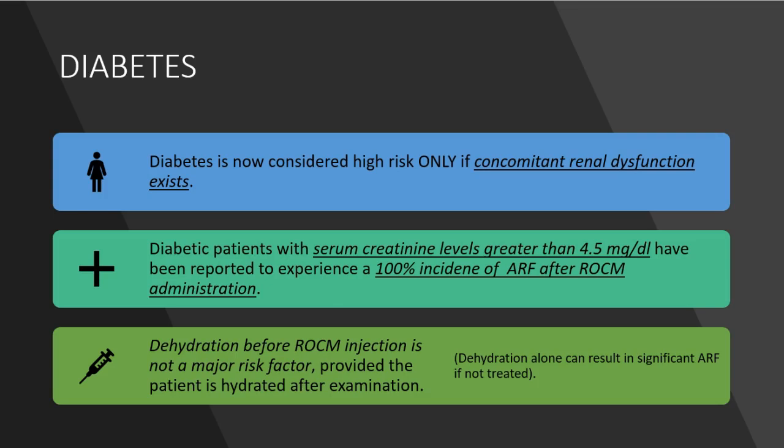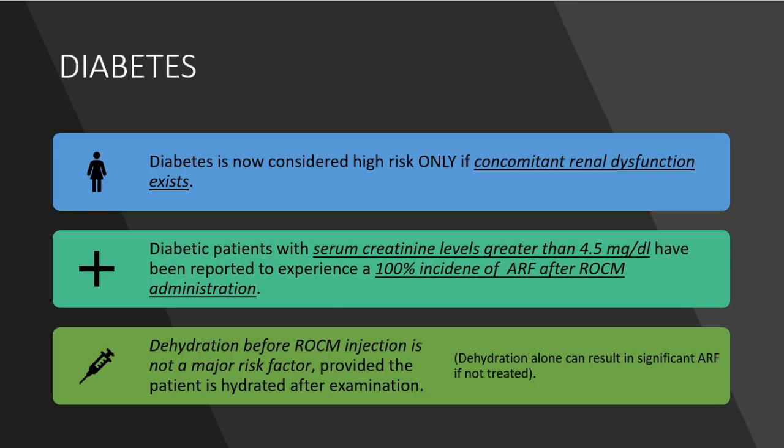So, diabetics. It's now considered high risk only if concomitant renal dysfunction exists. Diabetic patients with serum creatinine levels greater than 4.5 mg/dL have been reported to experience 100% incidence of acute renal failure after contrast administration.